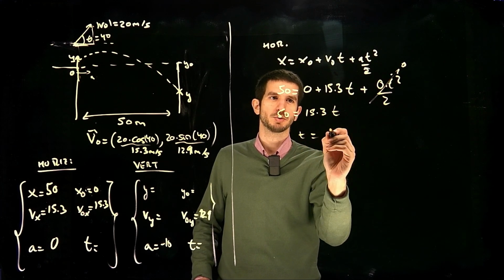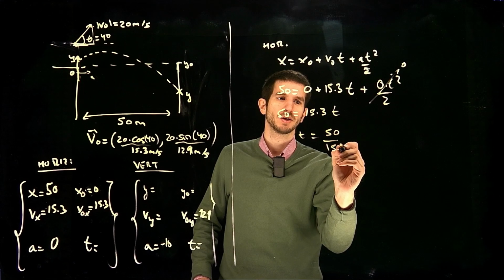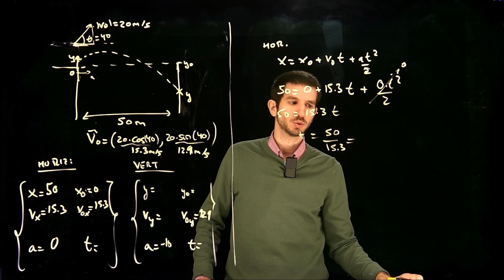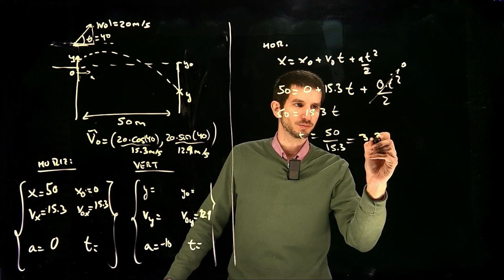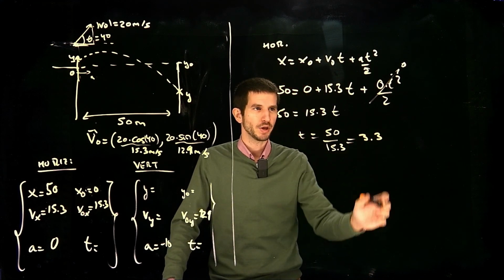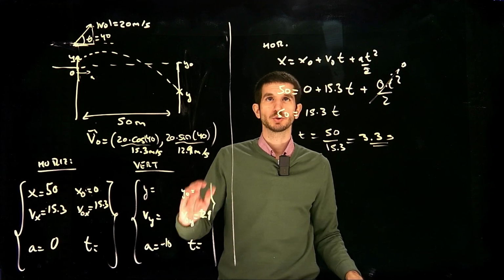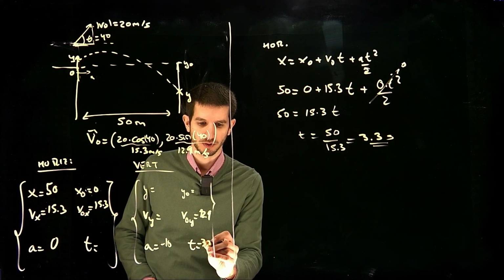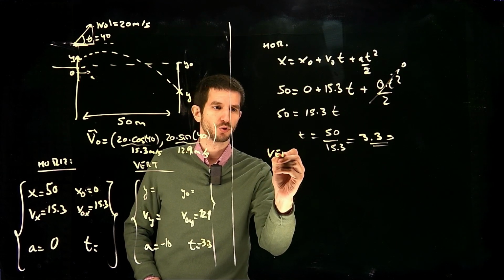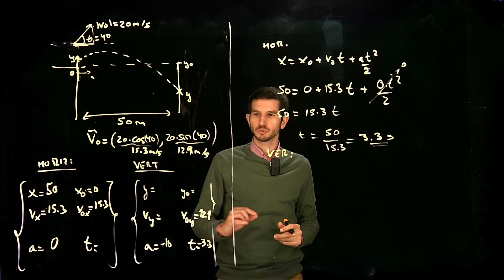So time is just simply 50 divided by 15.3, which is going to be equal to 3.3, about that. So we now have the information about how long it takes to actually reach here. So we can use that information and plug it in, and then we can go to the vertical part of the motion. And what is it that we're trying to find?